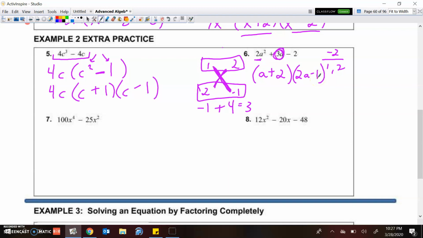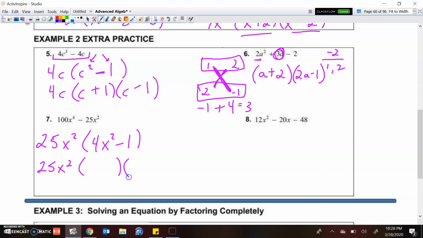Okay? All right, let's try number 7. For this one, I'm going to look for a GCF, see what it is that we're given. When I look at that, I can factor out a GCF of 25, which is pretty big, and then x squared. All right, 25 times 4 is 100. x squared times x squared is x to the 4th, minus 25 times 1 is 25, x squared times 1 is x squared. All right, then I do 25x squared.